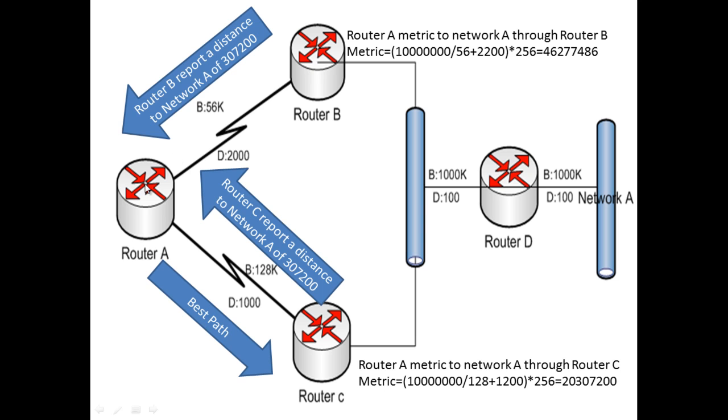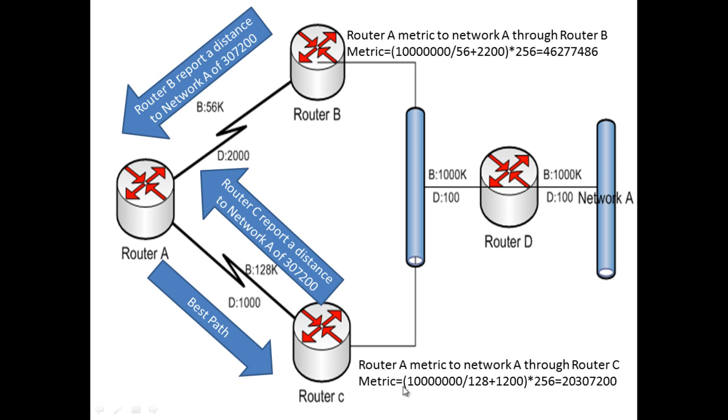between router A and router B, the metric is 10 million divided by 56 plus 2200, which is the total delay on the whole link: 2000 here and then 100 and 100, multiplied by 256, and we get the distance of 46277486. Okay, now let's see from router A through router C.